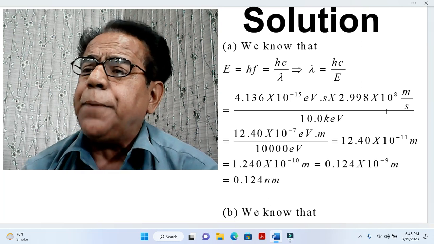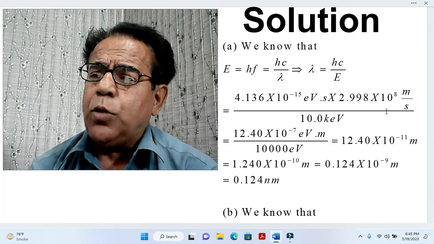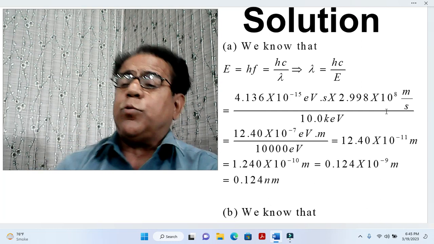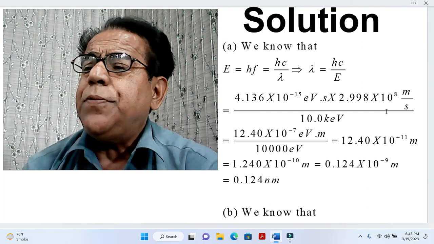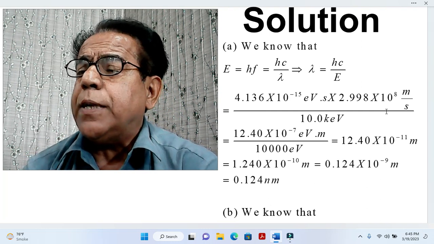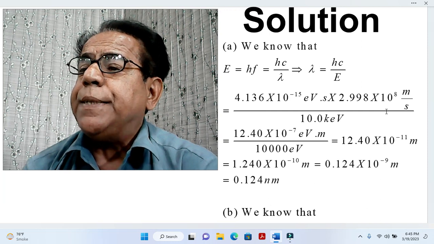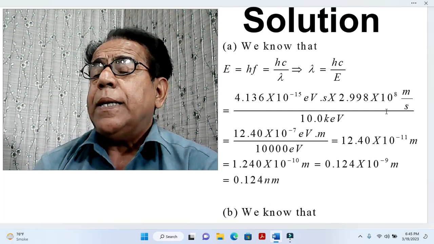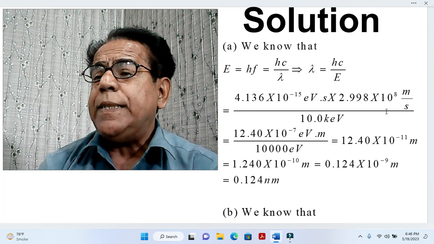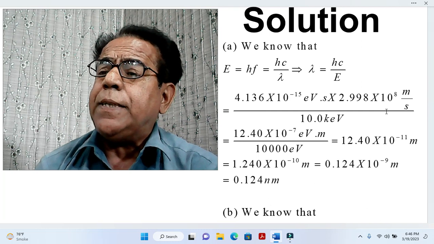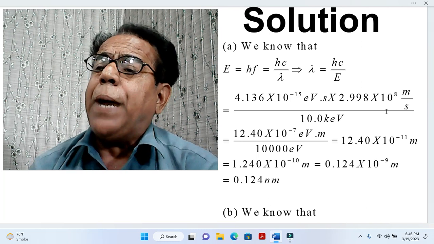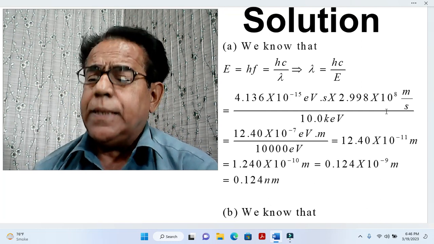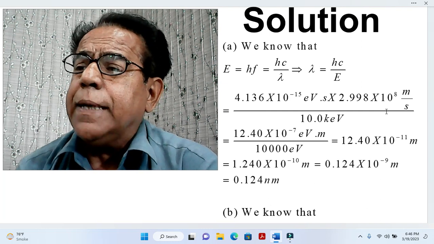And in the denominator, we have converted 10.0 kilo electron volt into electron volt, by taking 1000 in place of k. Okay, so this will become equal to 12.40 into 10 raised to the power minus 11 meter. Okay, because electron volt will be cancelled out with electron volt, and 10 raised to the power 4, which is in the denominator, when it will be shifted to the numerator, it will become minus. So minus 7 and minus 4 will be added, and they will contribute minus 11.